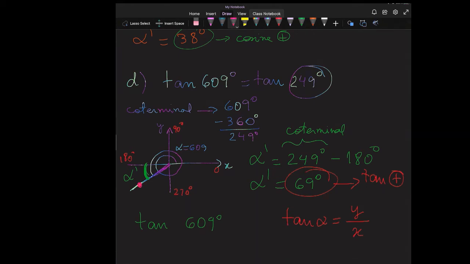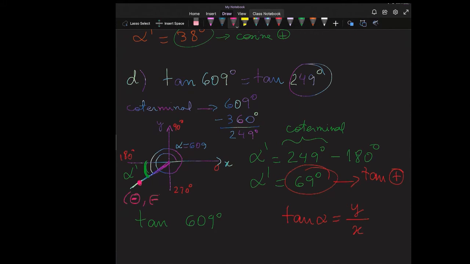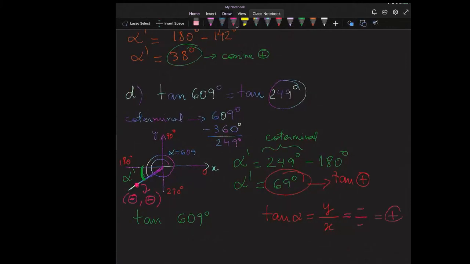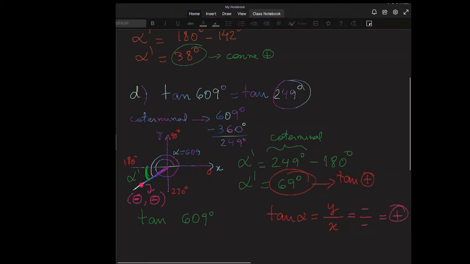So if you think about any point in the third quadrant, x will be a negative value. The y value also will be a negative value. So both coordinates are negative for any point in the third quadrant. Meaning if they are both negative, when you do this division, you get a positive result. So the tangent in the third quadrant is positive because both coordinates are negative. If you divide negative numbers, you get a positive result.